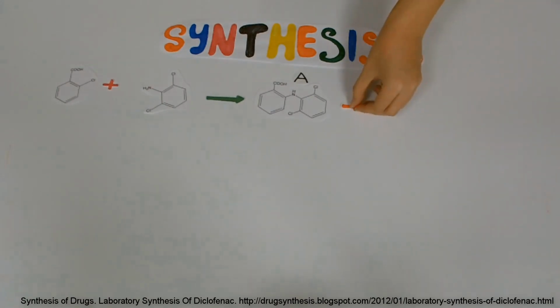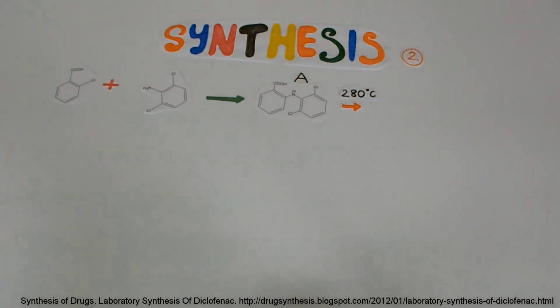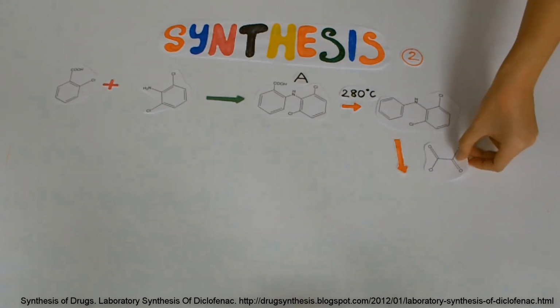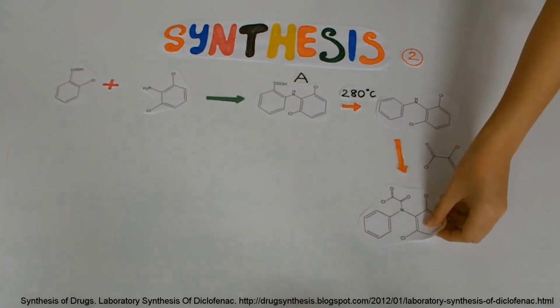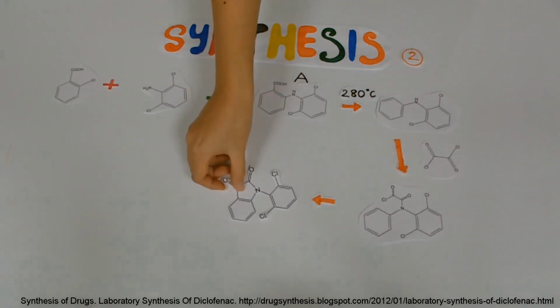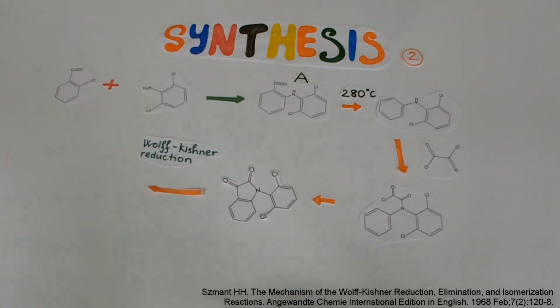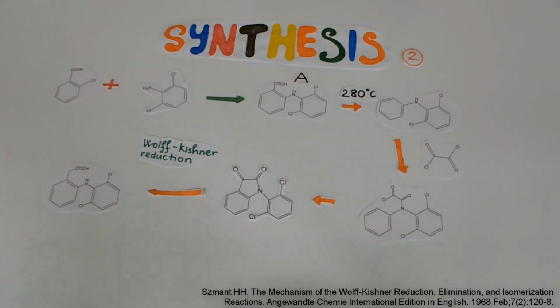Alternatively, the compound A can be heated to 280 degrees centigrade to form the following compound. It then reacts with oxalyl chloride to give the following molecule, which then reacts with aluminium chloride, and finally it follows the Wolff-Kishner reduction from a ketone to an alkyl group to produce diclofenac.